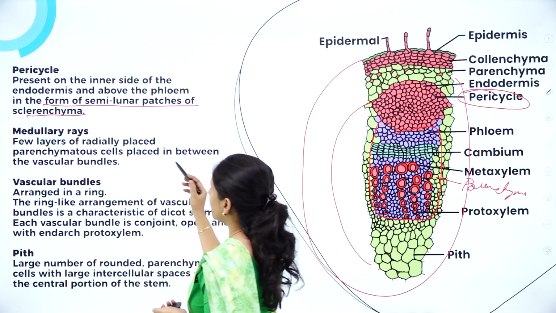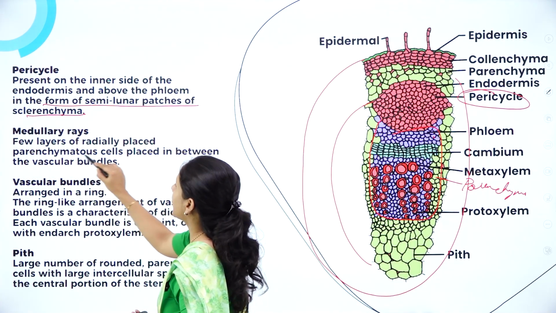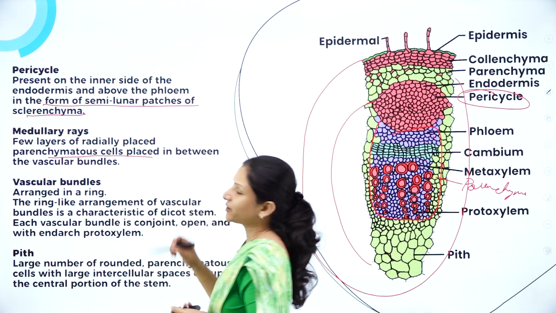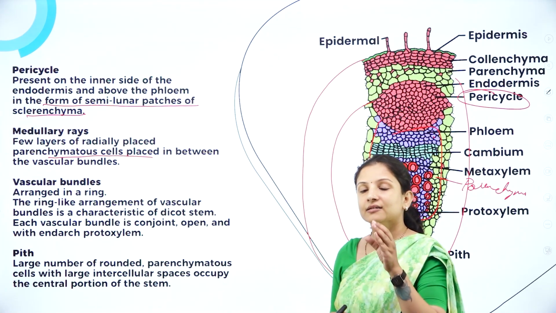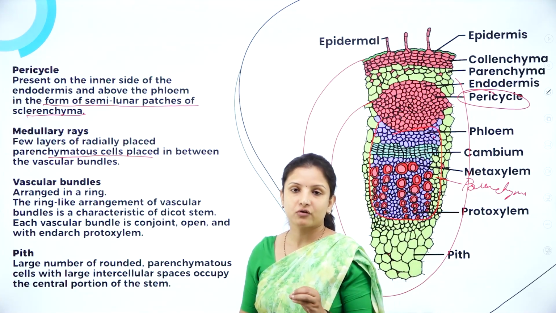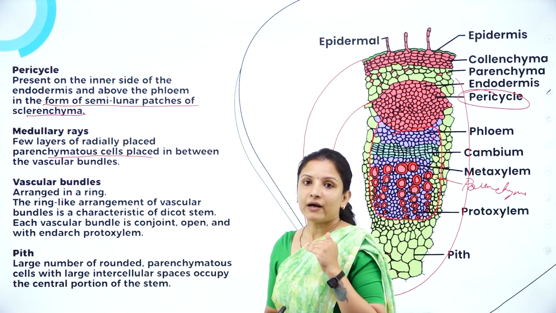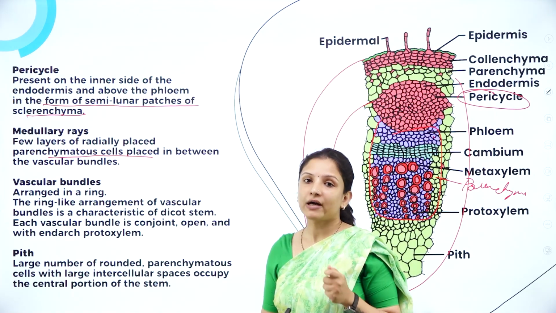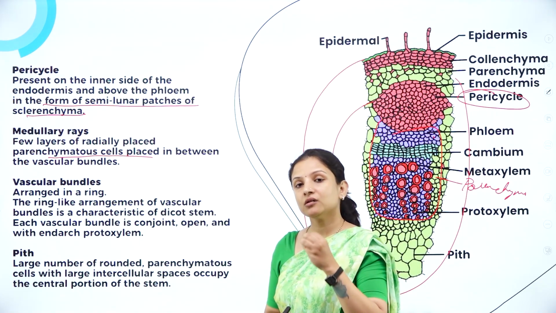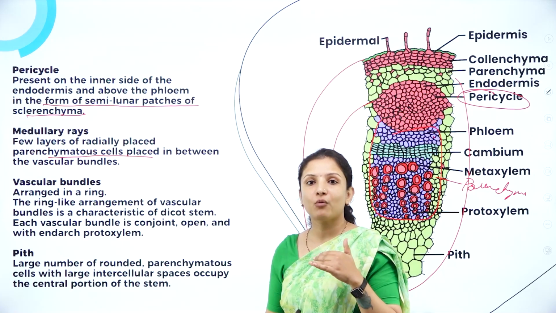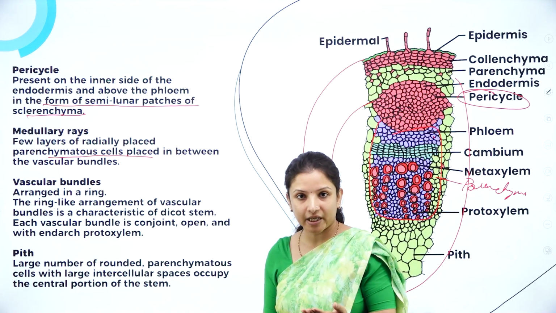So there are a few layers of radially placed parenchymatous cells which are placed between the vascular bundles. This is one of the characteristic features of the dicot stem. Next, talking about the vascular bundles. How are the vascular bundles arranged? Here, the vascular bundles are arranged in the form of a ring. That is, they have a radial arrangement.